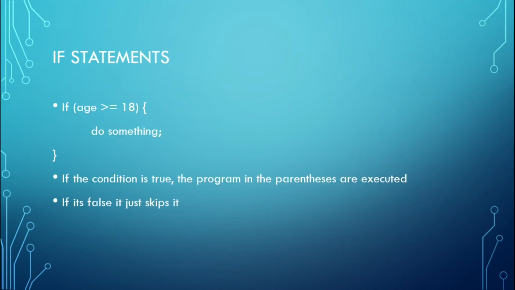Firstly, I'd like to talk about the if statement. So let's say you had a couple of conditions that you wanted to be true, and if those conditions are met, you wanted a certain section of the program to run. So in this case, we have age. If age is equal to or greater than 18, the code inside of the parentheses will get executed. And if age is less than 18, then the condition is not met, and that means that our program inside of the parentheses will just not get executed.